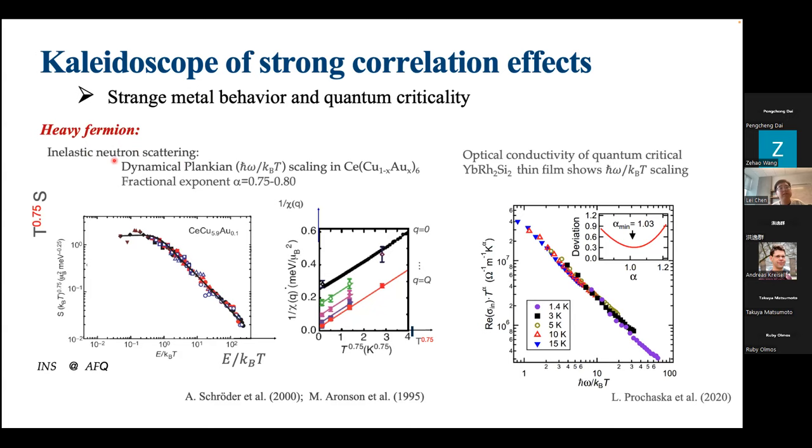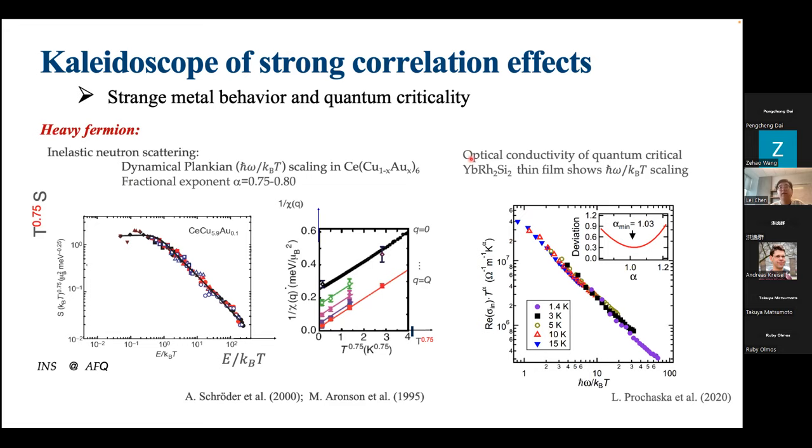It shows that the dynamical spin susceptibility shows this dynamical Planckian scaling behavior, which means an ħ over k_BT scaling behavior for the inelastic neutron scattering, with fractional exponents alpha ranging from 0.7 to 0.8. And not only in these spin-spin correlations, the dynamical Planckian scaling also leaks into the charge channels. For example, you can observe these ħ over k_BT scalings in the optical conductance measurements in these ytterbium rhodium 2 silicon 2 materials.